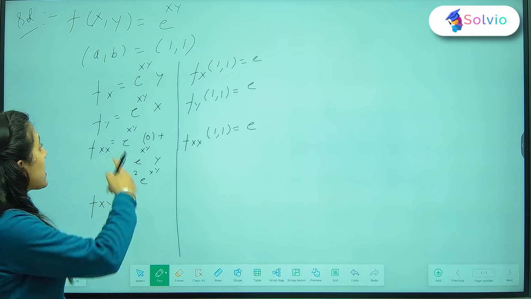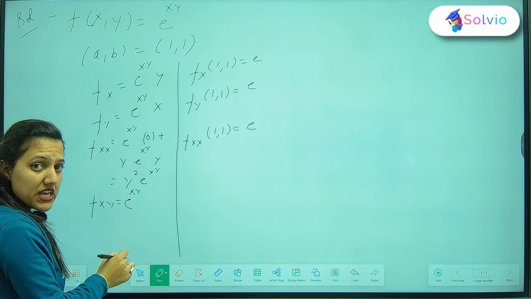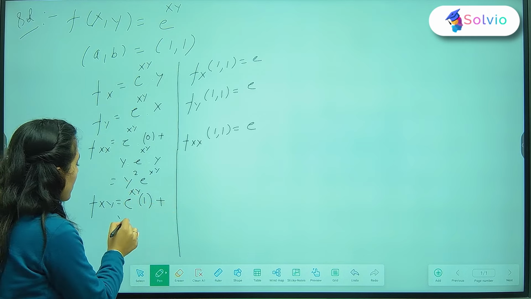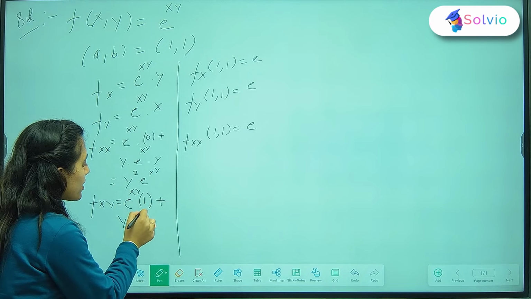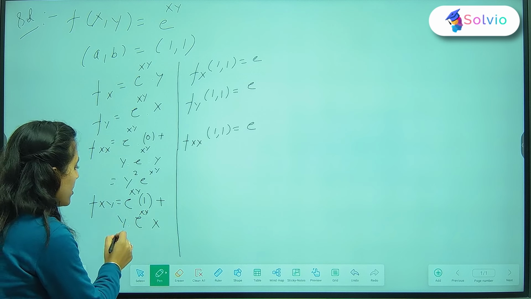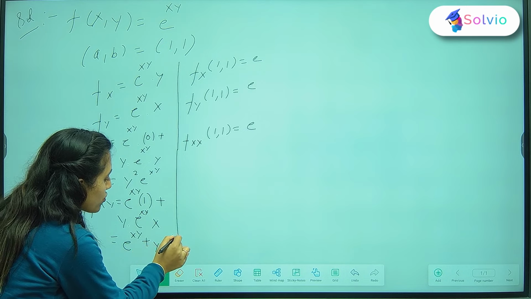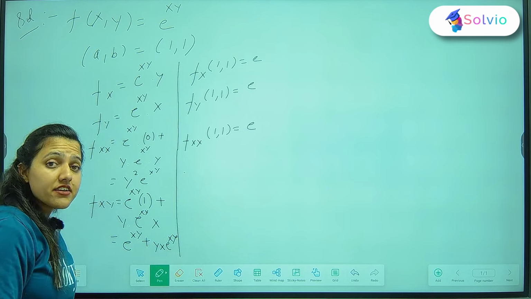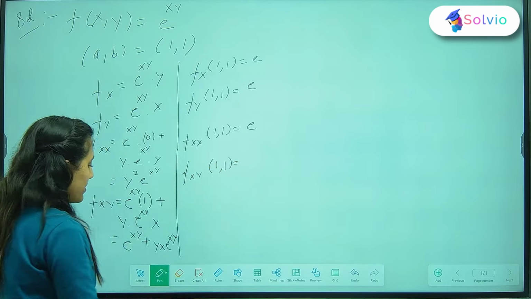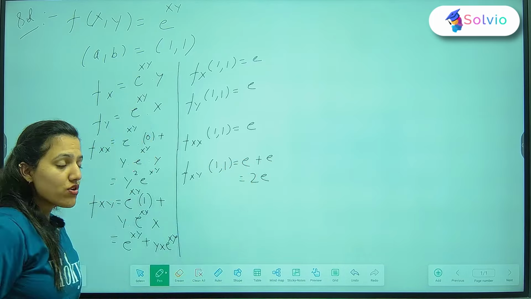Here we will differentiate fx with respect to y. So it becomes first function e raised to power xy into derivative of second, that is y, that will be 1, plus y into derivative of e raised to power xy with respect to y, which will be e raised to power xy into x. So it becomes e raised to power xy plus yx into e raised to power xy. Clear? So now we will find the value of fxy at point 1 comma 1. So it becomes e plus e, that is equal to twice of e.